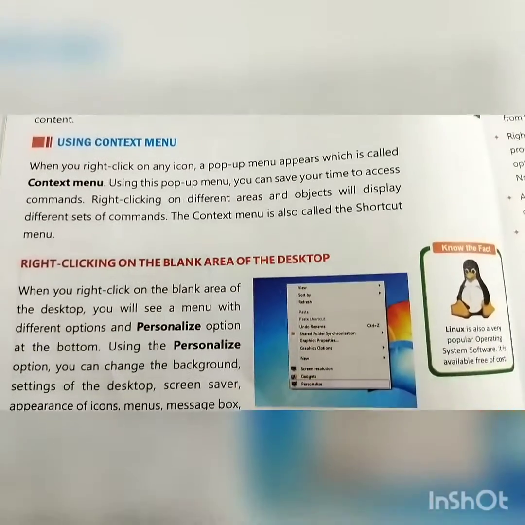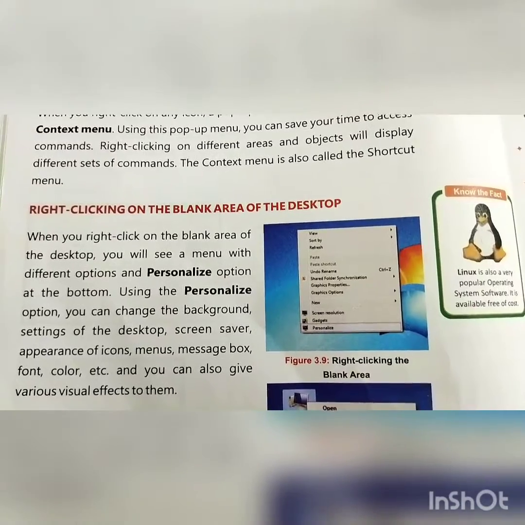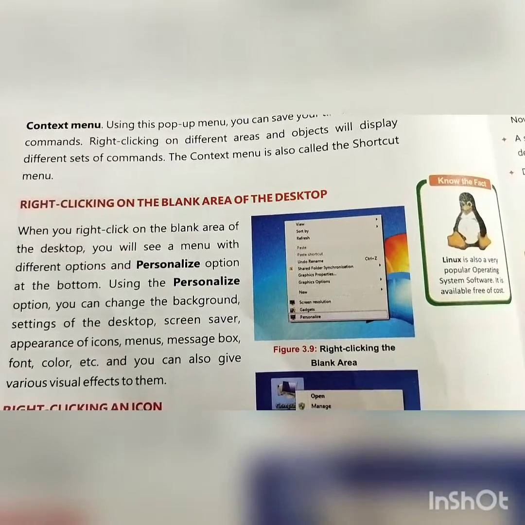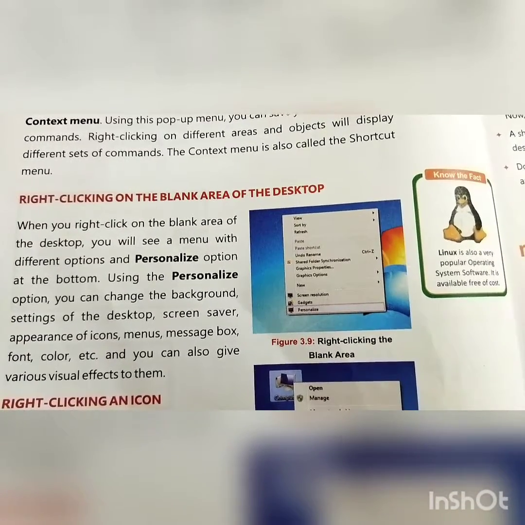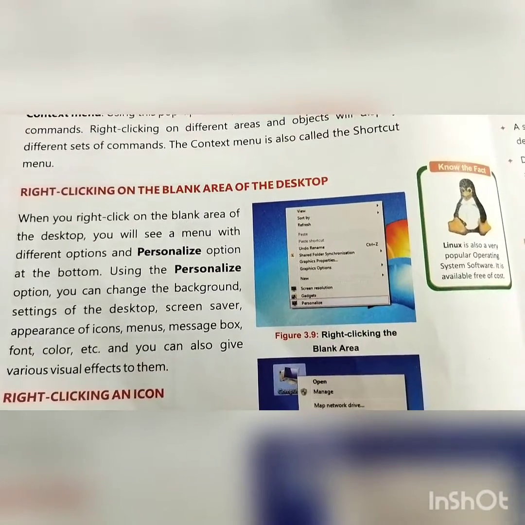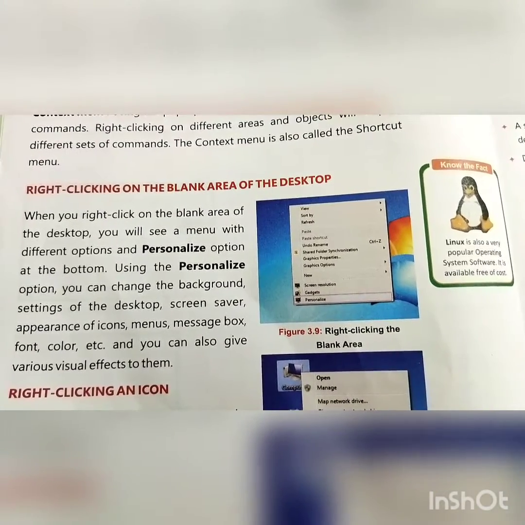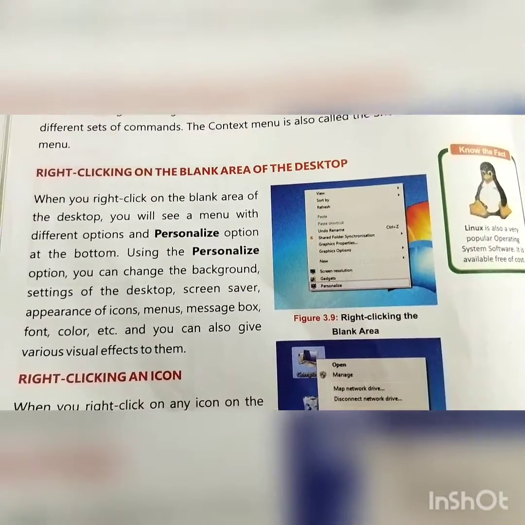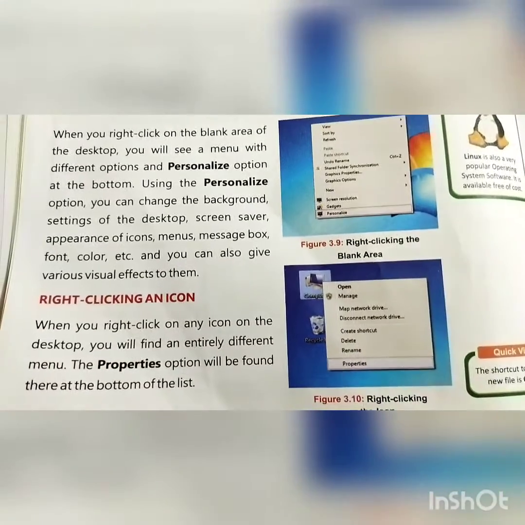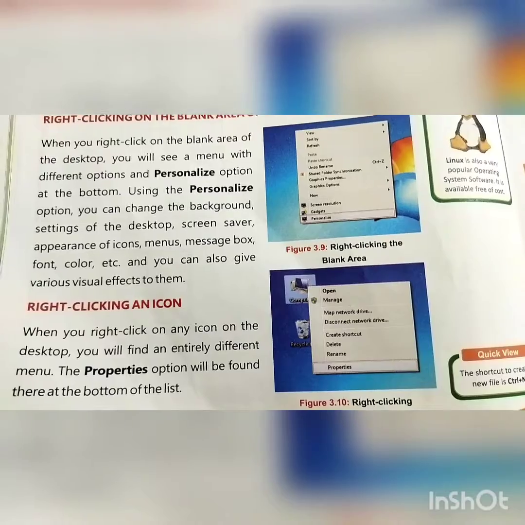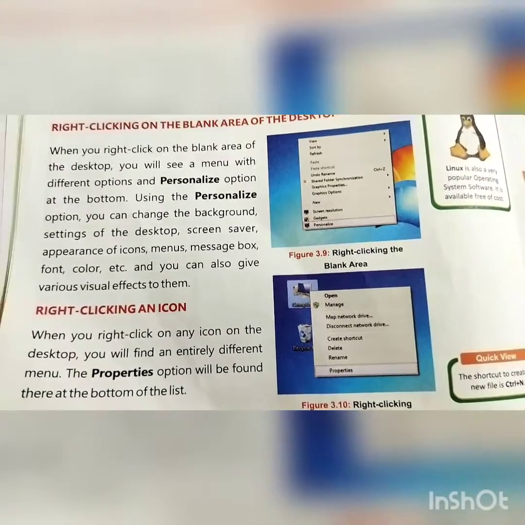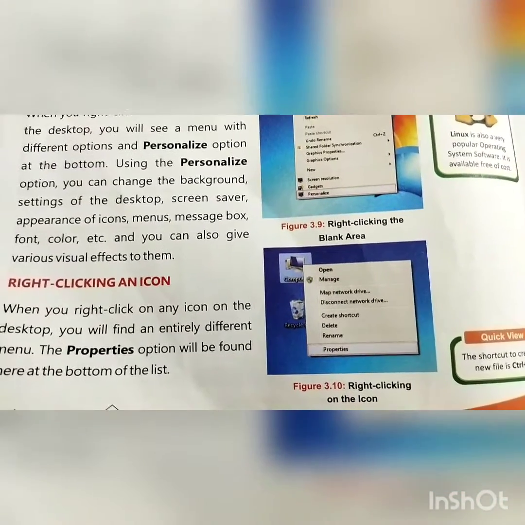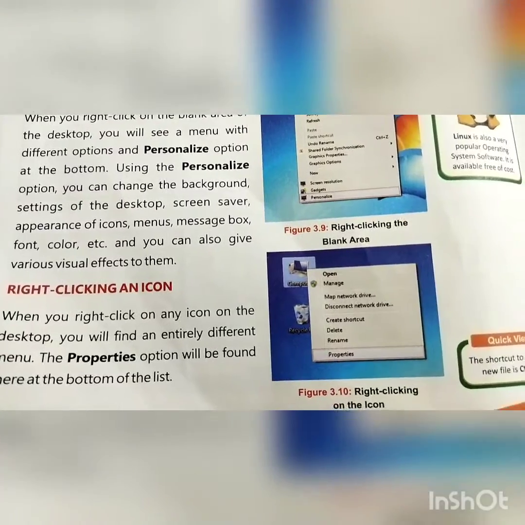Now, right clicking on the blank area of the desktop. When you right click on the blank area on the desktop, you will see a menu with different options, like the Personalize option. In the Personalize option, you can change any type of background setting of the desktop, screensaver, icons, menu, message box, font color, etc. Then right clicking an icon. When you right click on any icon on the desktop, you will find an entirely different menu. The Properties option will be found there at the bottom of the list. So you can see in figure 3.10 right clicking on the icon, this type of menu. Okay, student.